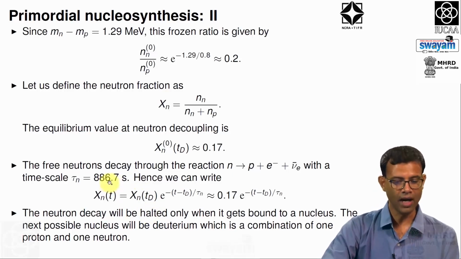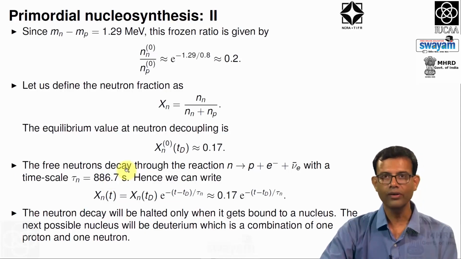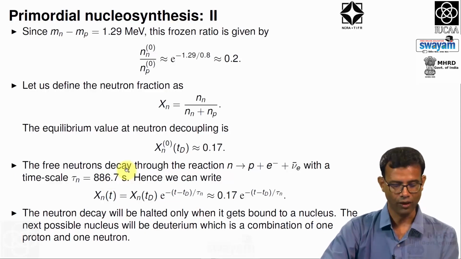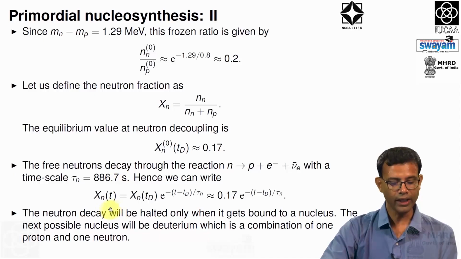Now, you can ask the question that if neutrons keep on decaying and by every let us say 900 seconds they become half, then by today you would not see any neutrons, okay? All of them would have gone. Actually, the neutron decay happens only when the neutrons are free. So, they can be halted only when a neutron gets bound to a nucleus. So, clearly now you have to make sure that the neutrons get bound to some proton or something, so that this decay is halted.